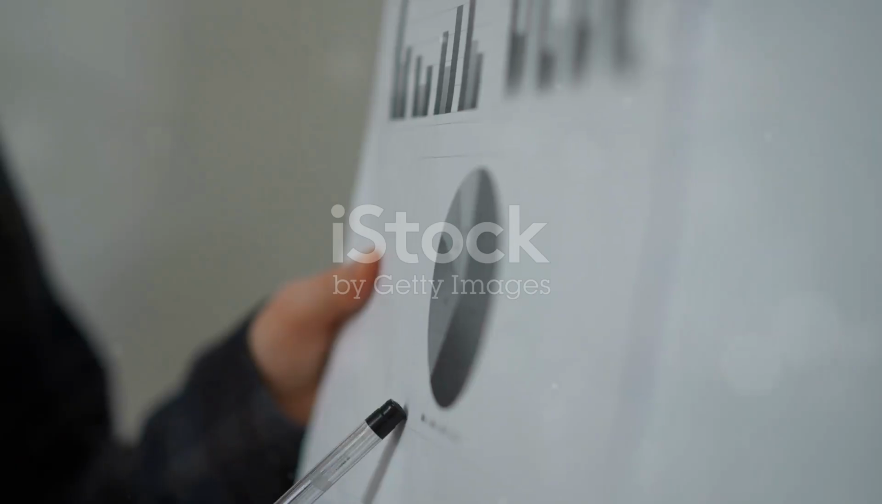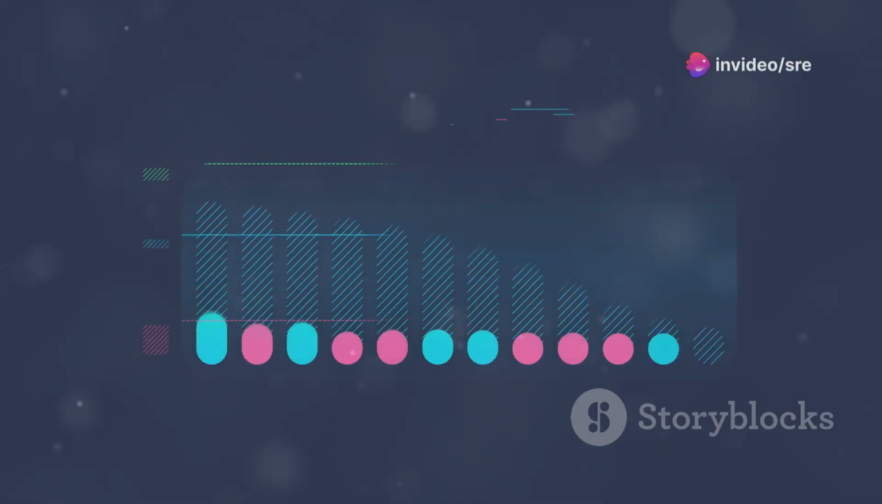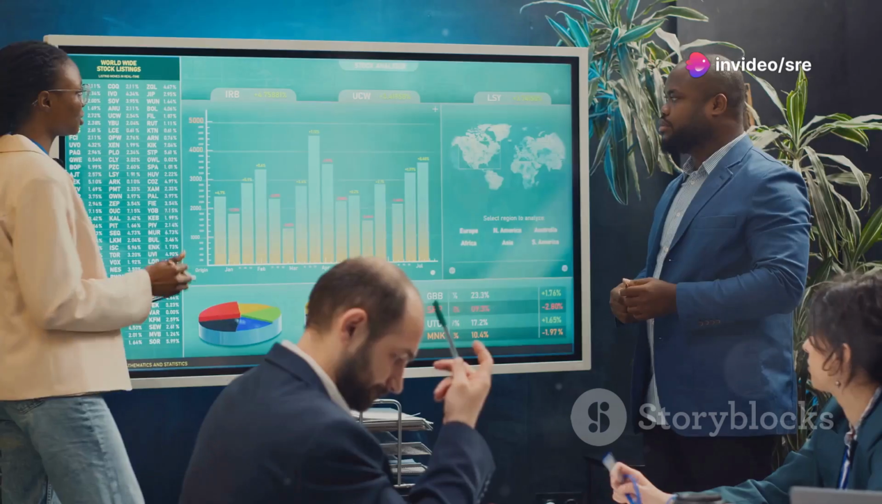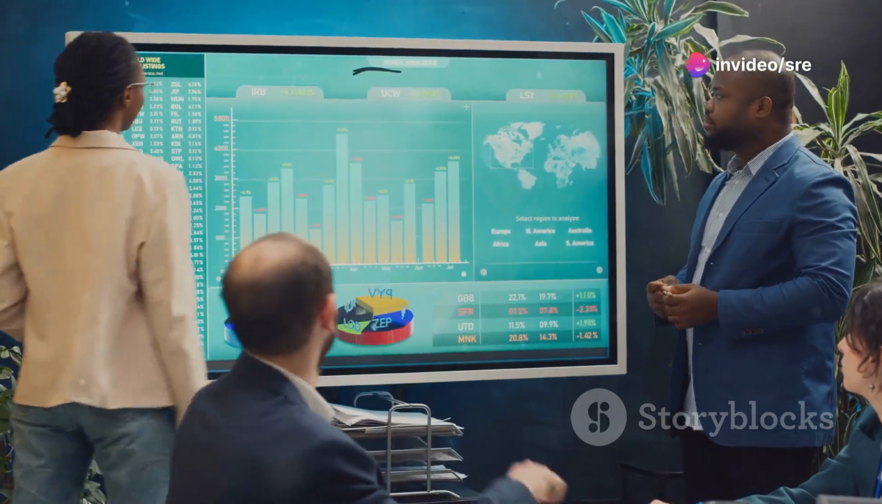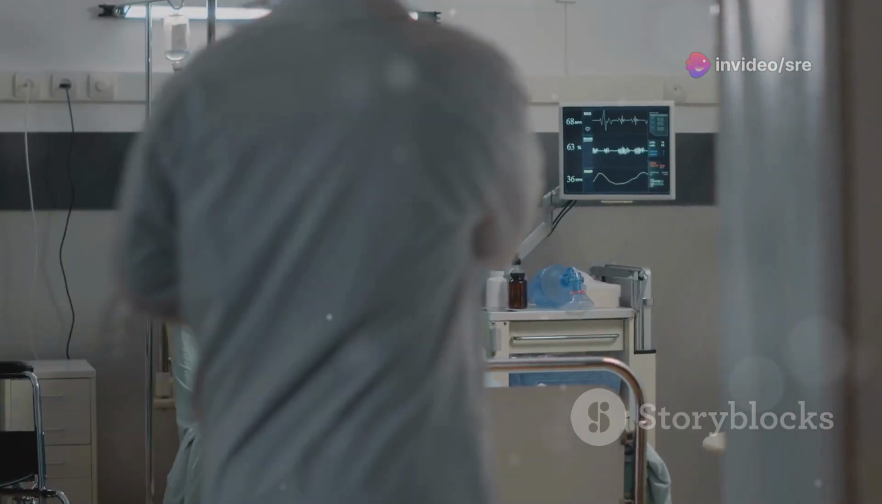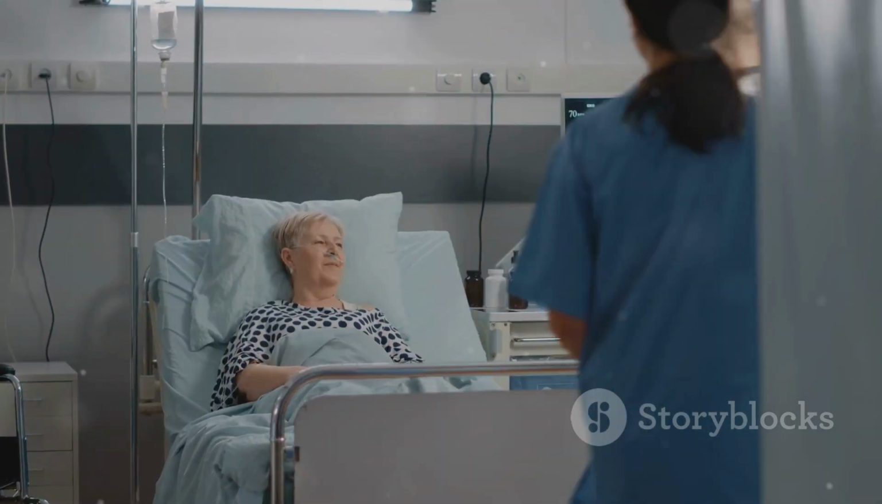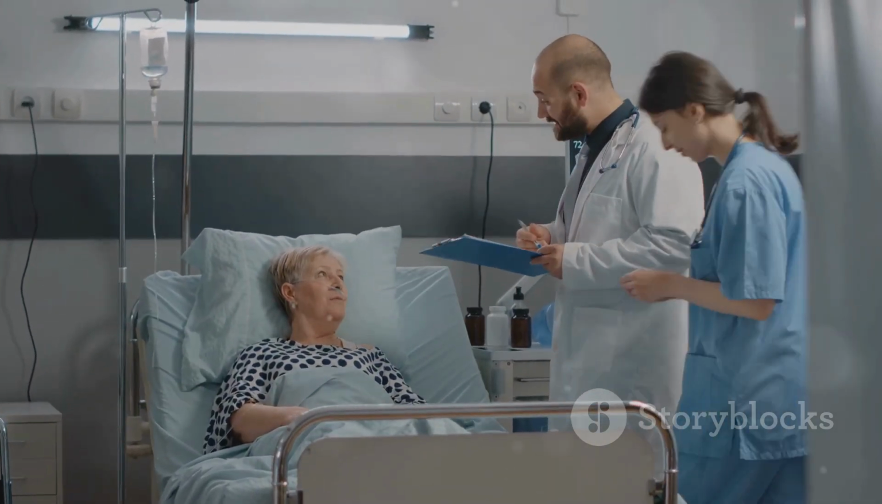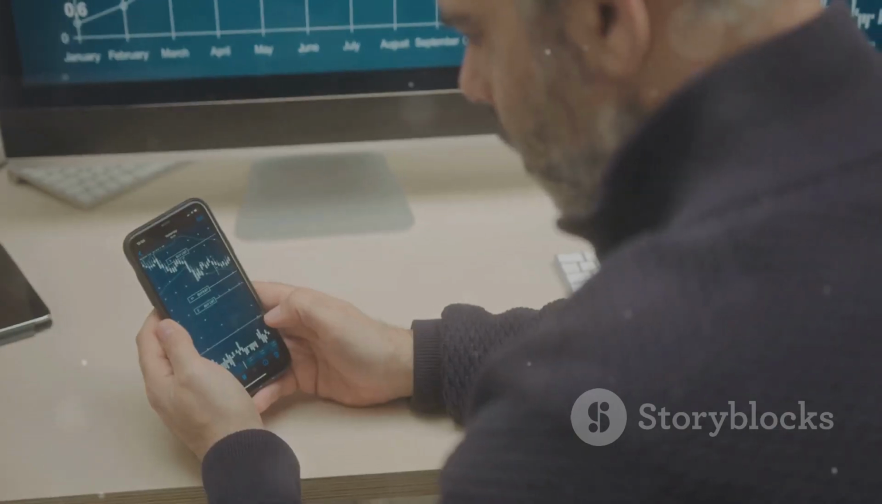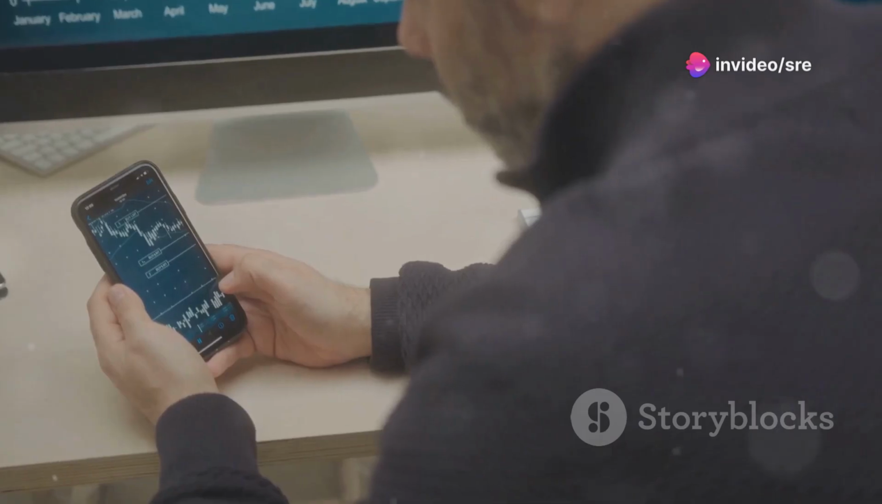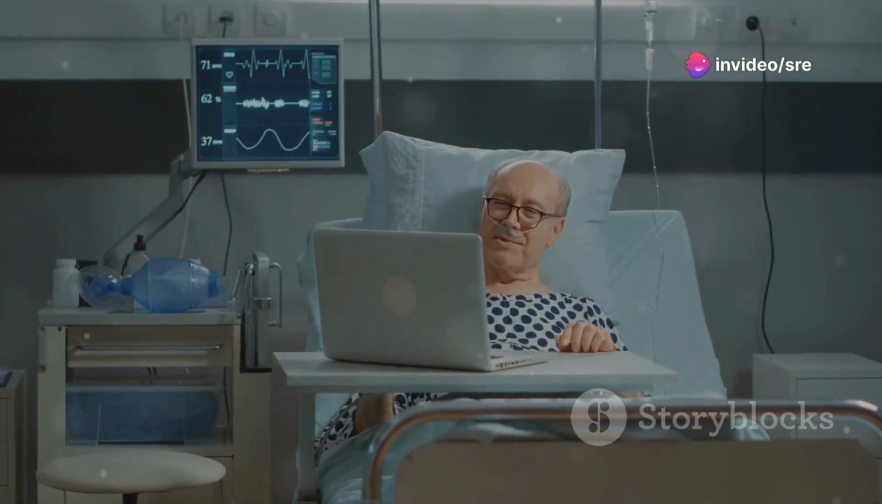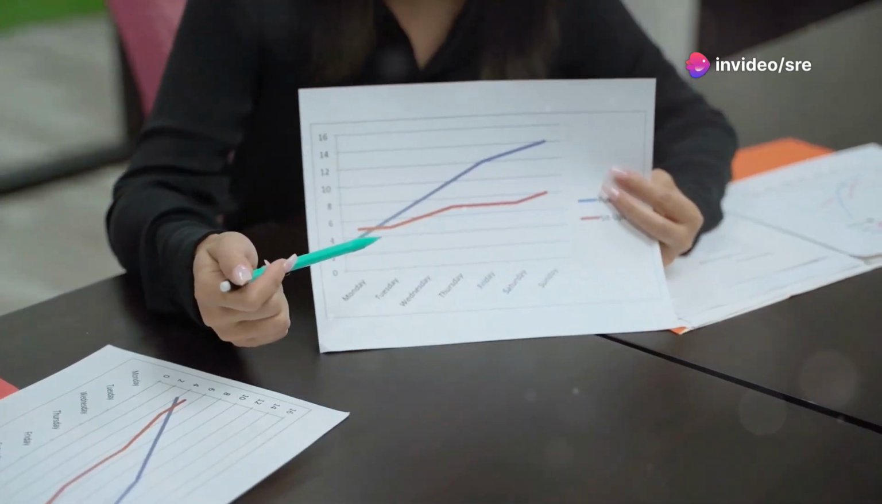Let's start with the measures of central tendency: mean, median, and mode. These show us the center of our data, but they are used differently in different fields. In hospitals, the mean, or average, is used to find the average recovery time for patients after surgery. But is the mean always the best measure? Imagine if one patient took a very long time to recover. That could throw off the average.